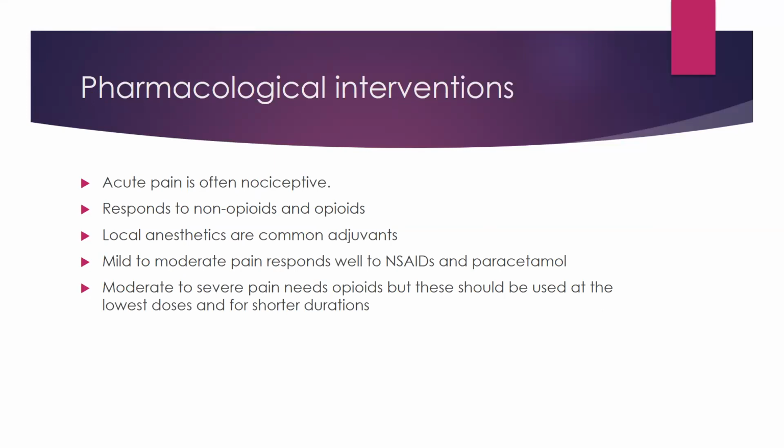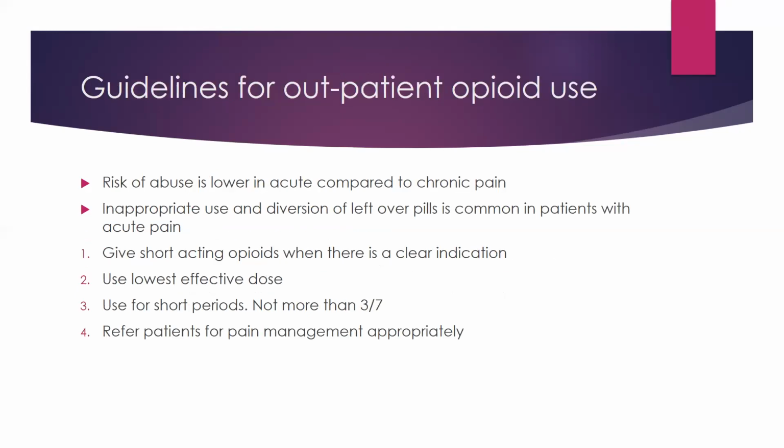Moderate to severe pain needs opioids, but in acute pain, this should be used at the lowest doses and for shorter durations. We do not want to have the crisis that is happening in the West of opioid misuse, so we need to be able to limit the amount of opioids that we are prescribing for acute pain and focus more on managing the underlying condition so that our patient is not in pain. And where we feel that the patient needs opioids for a long time, we can consult the pain management specialists in anesthesia and see if the patient can benefit from interventional pain management.